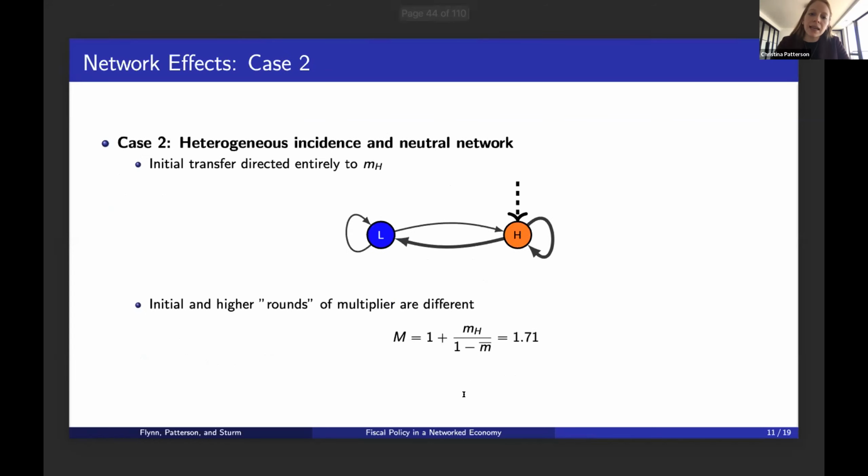The second case is going to be where we have a different incidence. So here, consider the case where the government gives all of the initial transfer to the high MPC type. Well, the first round of this multiplier is going to propagate at the MPC of the high type. The second and subsequent rounds are then going to propagate at the MPC of the average, because everyone's splitting their marginal dollars. And so you're going to get an amplification here that comes from this incidence, from the fact that this first round happens at a higher MPC.